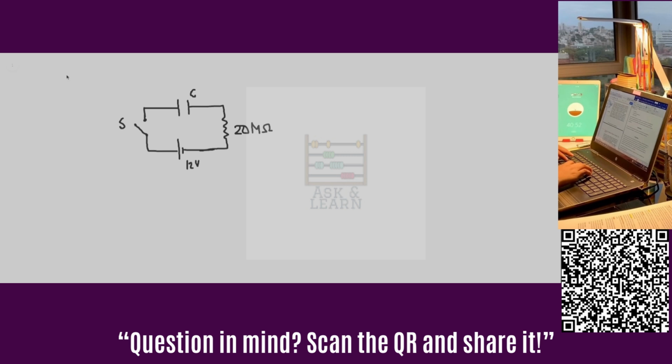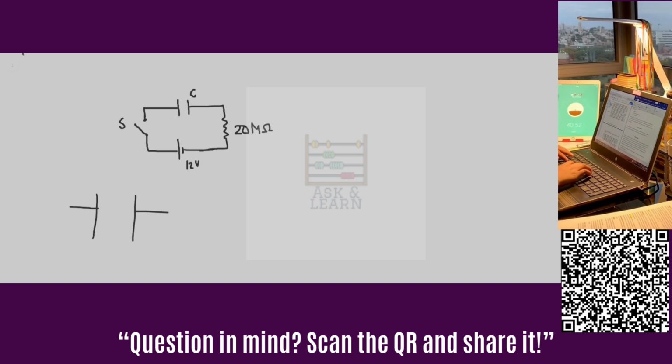Problem: we have a circuit consisting of a 12-volt battery, a capacitor C, and a resistor of 20 mega ohms. At time t equals 0 we throw the switch, current starts flowing, and we start charging the capacitor. The electric field between the plates is given as uniform. Now, at time t equal to 250 microseconds, we are required to find out the magnitude of the magnetic field at a radial distance of 3 centimeters.